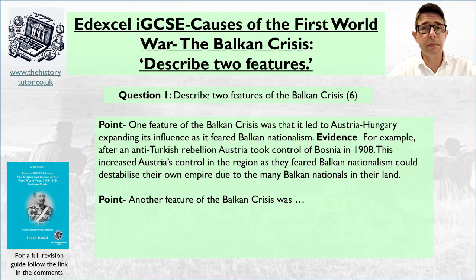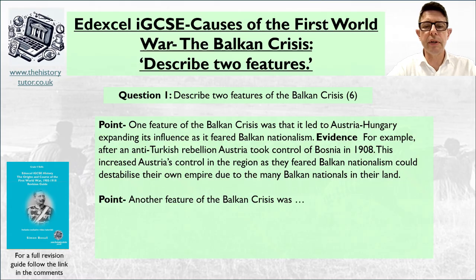Okay, you might have some different details to me, and that's great. We're looking for some evidence with some good facts and good story in there. What I've said is, for example, after an anti-Turkish rebellion, Austria took control of Bosnia in 1908. This increased Austria's control of the region as they feared Balkan nationalism was destabilizing their own empire due to the many Balkan nationals in their land. Okay, so got a good bit of detail in there. There are other facts you could have included as well. Maybe you've included the amount of languages in the empire, how that caused complications. Maybe the fact you've got different national groups like Czechs as well as the Hungarians and Austrians all living together, so the complications they had.